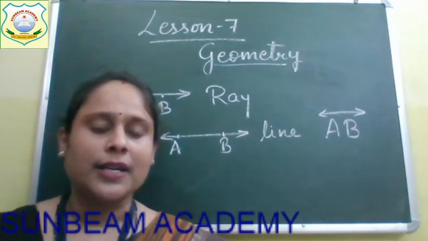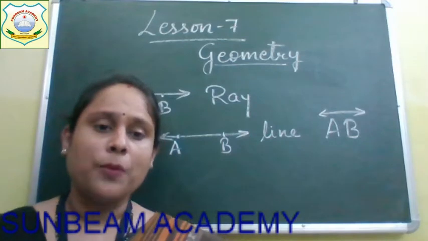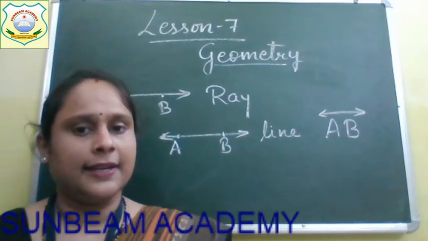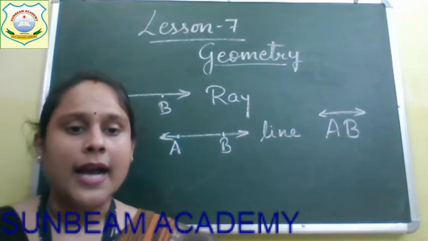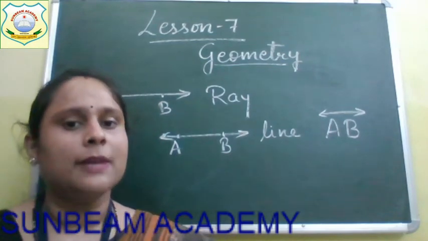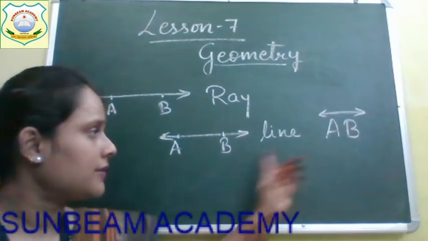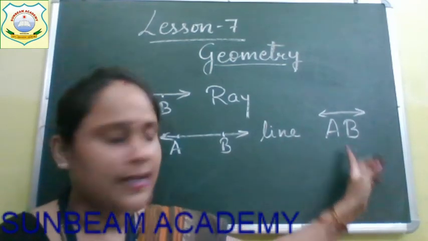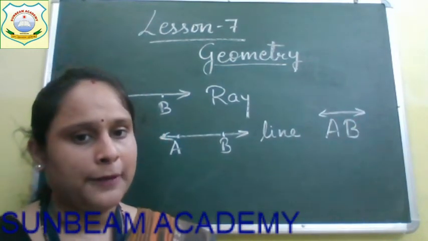हम इसको दोनों तरफ से बड़ा कर सकते हैं. In both the directions we can extend it. A line has no endpoint. It has no fixed length and it can be extended in both the directions. So this is how a line is written and it is represented by this symbol.